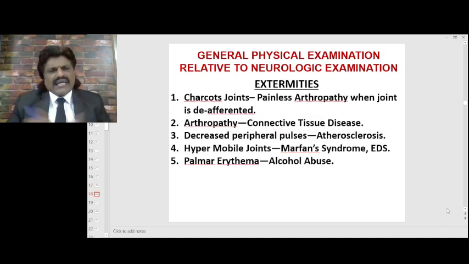Then we have to look at the extremities. There could be Charcot's joints, that is painless arthropathy when the joint is deafferented. There could be arthropathy because of connective tissue disease. Decreased peripheral pulses may be there because of atherosclerosis, or there could be hypermobile joints like Marfan syndrome and Ehlers-Danlos syndrome. There could be palmar erythema, which is suggestive of alcohol abuse. So these are all the findings we have to look for in the extremities.